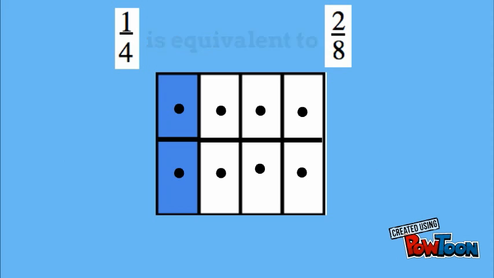Or another way of saying it is 1/4 is equal to 2/8. And even though they have different numerators and denominators, we still say they're the same fraction because the shaded part did not change.